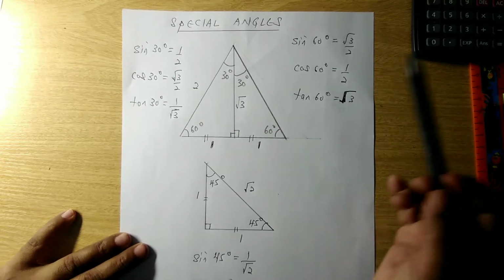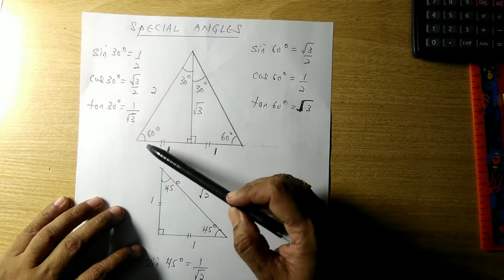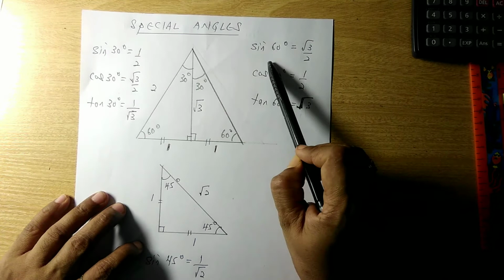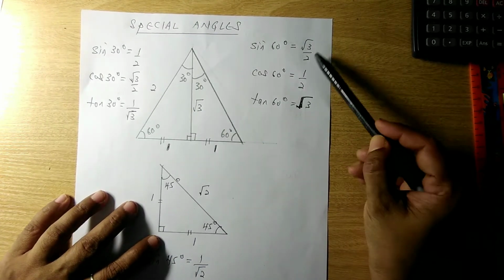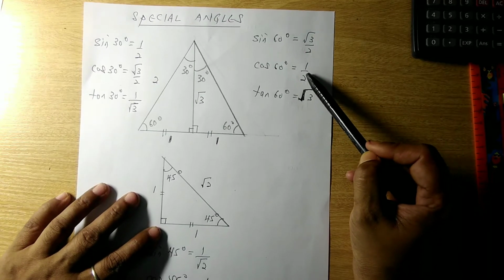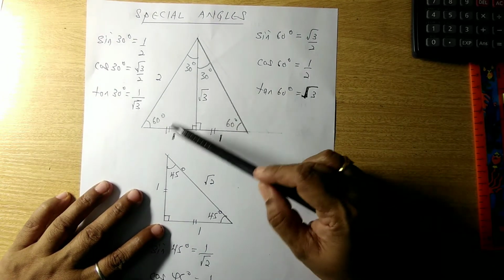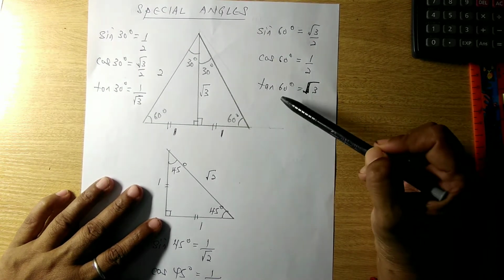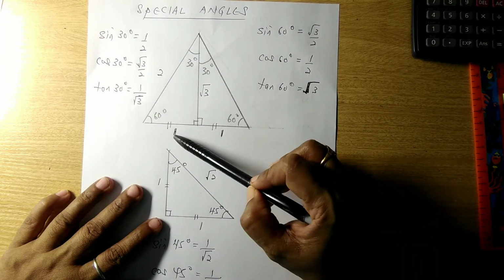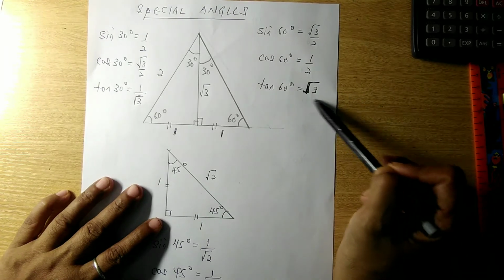Likewise for 60: sine 60 is opposite over hypotenuse, square root of 3 over 2. Cos 60 is adjacent over hypotenuse, 1 over 2. And tangent 60 is opposite over adjacent, square root of 3 over 1, so it becomes square root of 3.